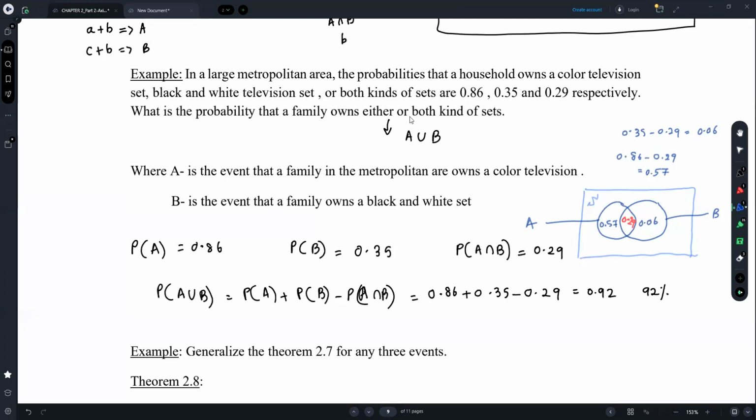Yeah, the outside. Outside the circles, the whole rectangle, the sample space should be 1, right? But if you add 0.57, 0.29 and 0.06, you get 92%, 0.92. So what is the rest? The rest is 0.08. Where should you put it? Outside the circles, but inside the diagram, right? Now this is the complete Venn diagram according to the scenario, right?